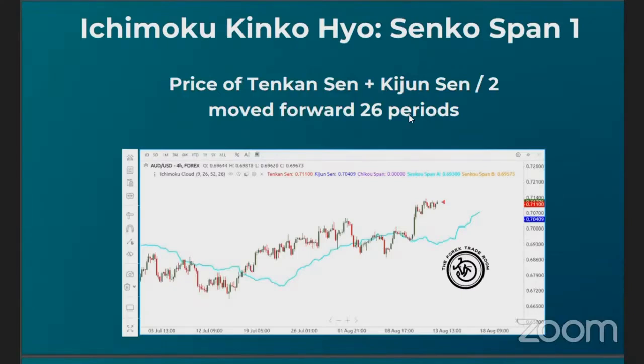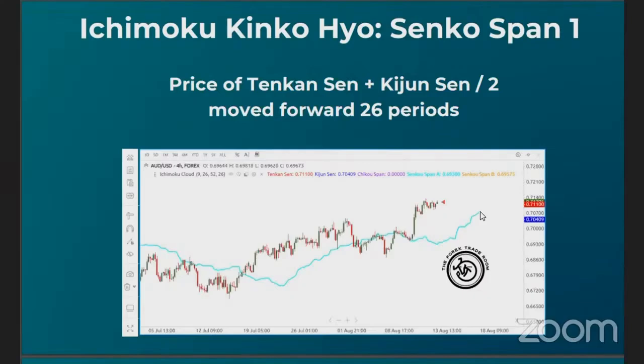So it's kind of like the weatherman trying to predict the weather. In the next 26 periods, where could price potentially be based on the algorithm and the price action? Where could we be headed? So you can see here, if you were going 26 periods in the future, you can see where that line is up ahead.